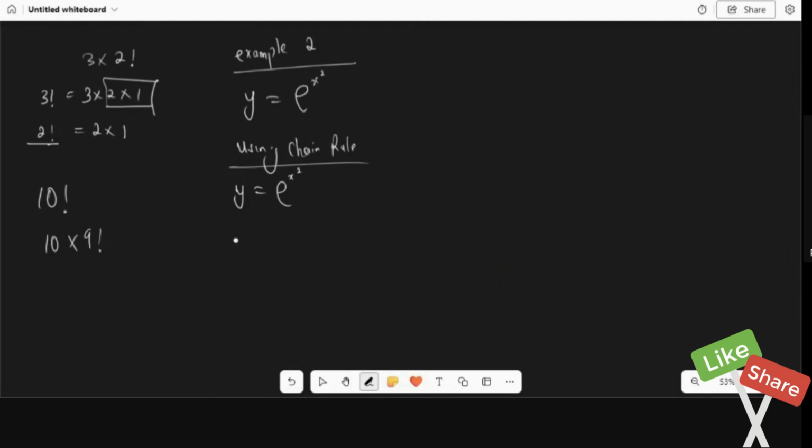Okay, so remember we said when we have a scenario like this, the first thing we're going to say is let u be equal to x to the power of 2. So what is du over dx? Look at this: it is x squared, so we just take the power and multiply. We have 2 times x to the power of 2 minus 1, so that is 2x.